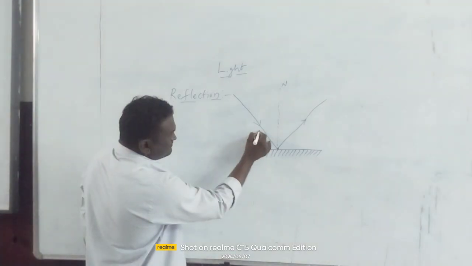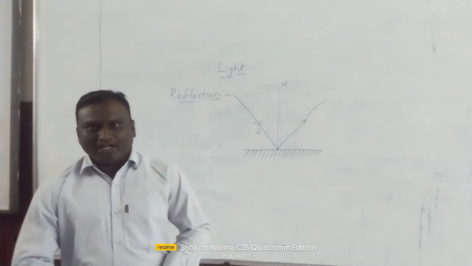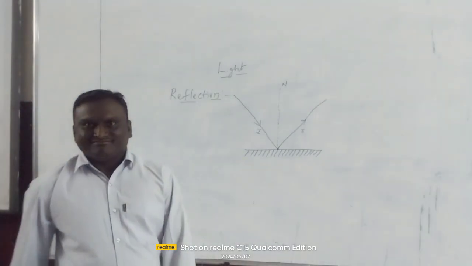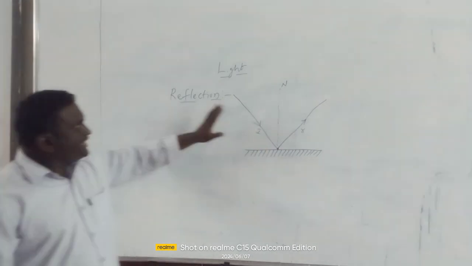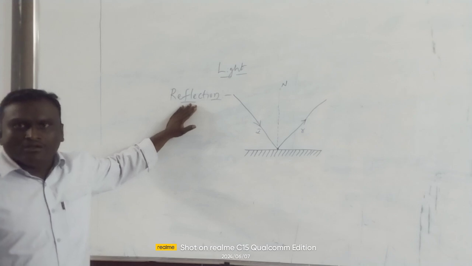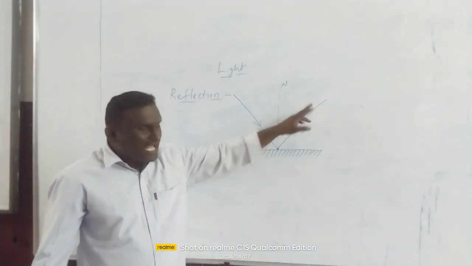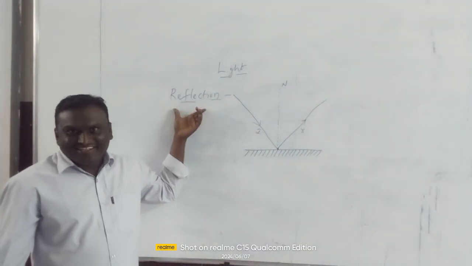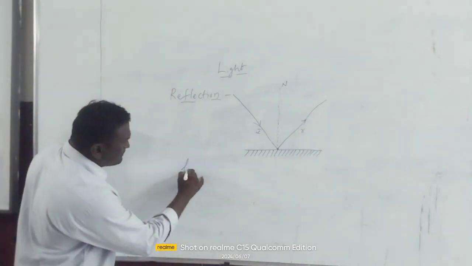Here I is the angle of incidence. R is the reflected ray. This is the incident ray and this is the reflected ray. Reflection is the phenomenon of bouncing back of light from a highly polished surface.